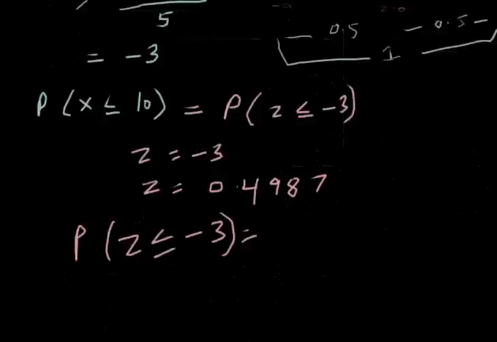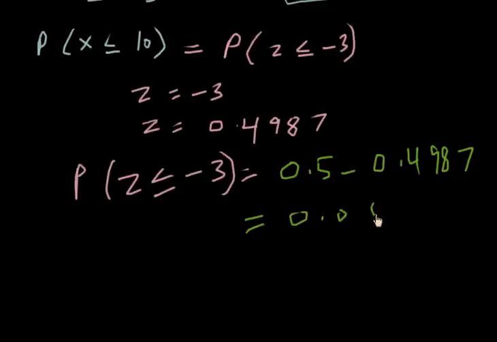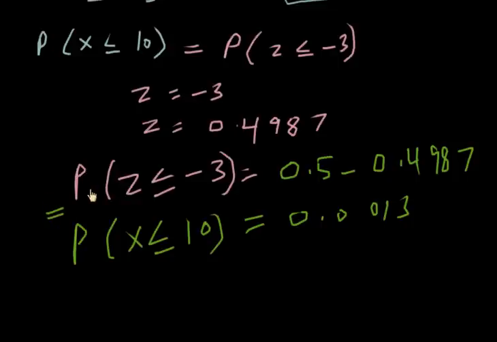Okay, so we are calculating 0.5 minus 0.4987, and our answer is 0.0013. This is the probability of x less than or equal to 10, because this value is equal to P of z less than or equal to minus 3. That is the answer, and this is the normal distribution probability.